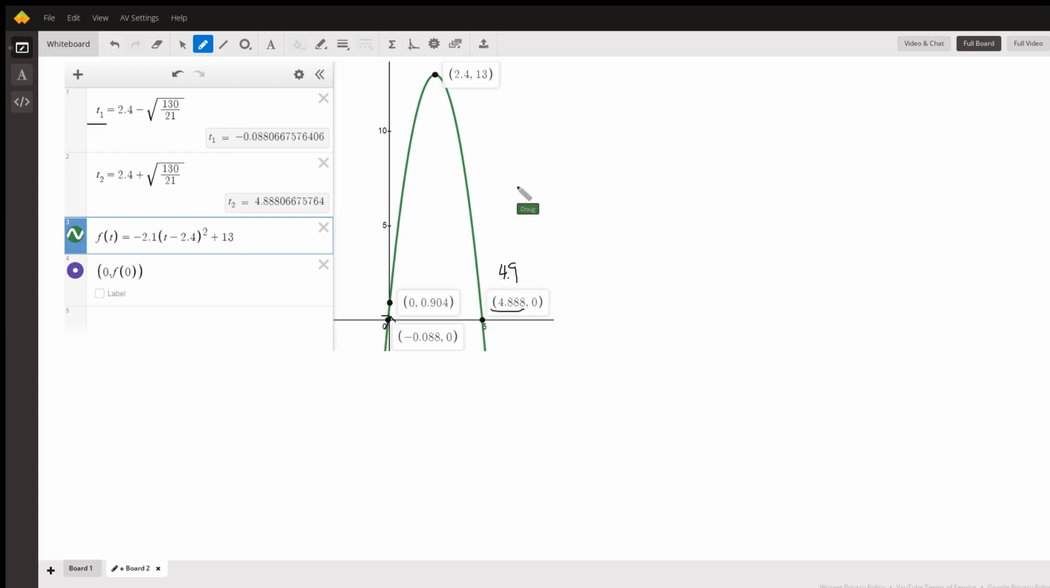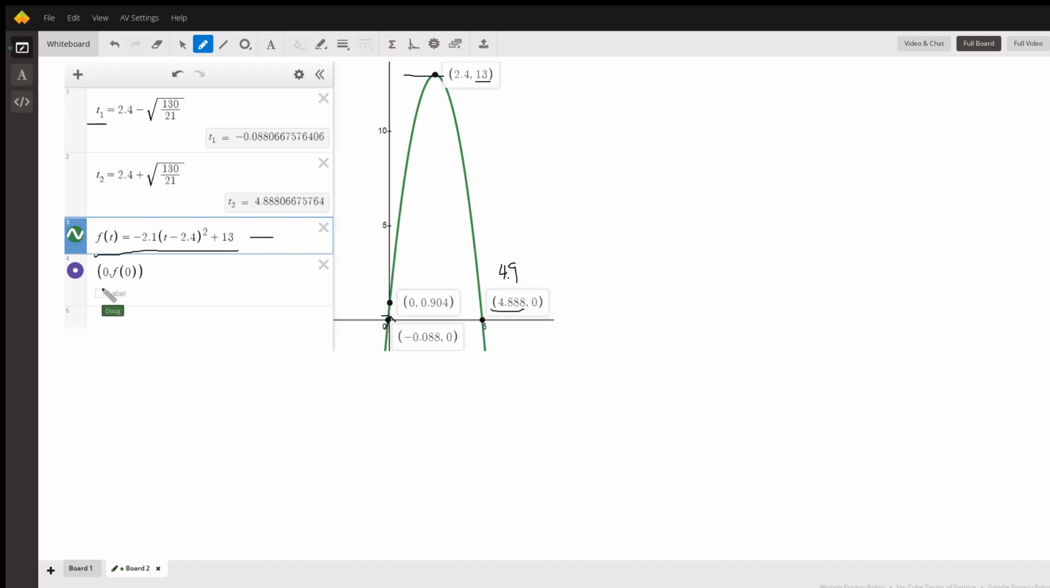Okay. There are other interesting facts if you graph this function right here. For example, the highest the ball ever gets is at 2.4 seconds. It reaches a height of 13 feet. This equation is actually the equation of a parabola written in vertex form. 2.4 is the x-coordinate of the vertex, 13 is the y-coordinate.